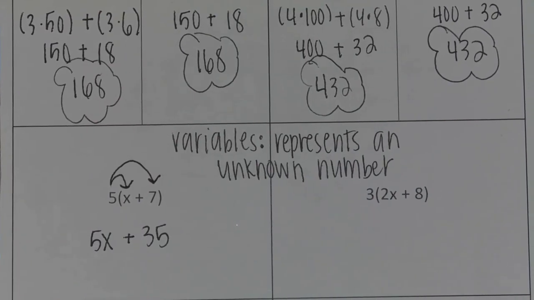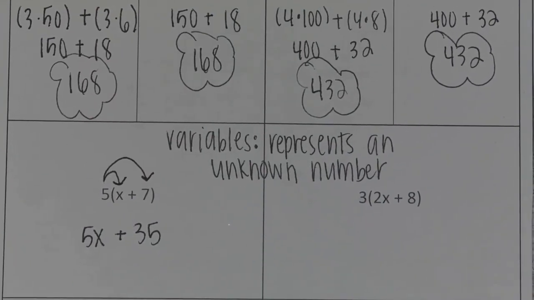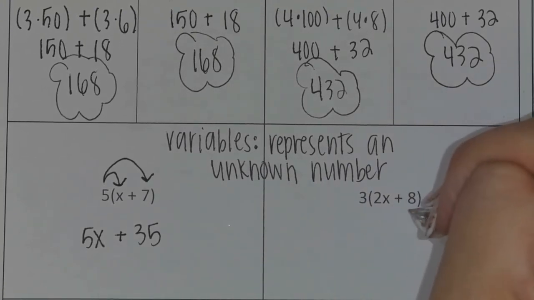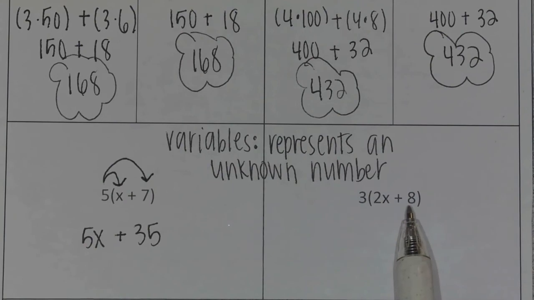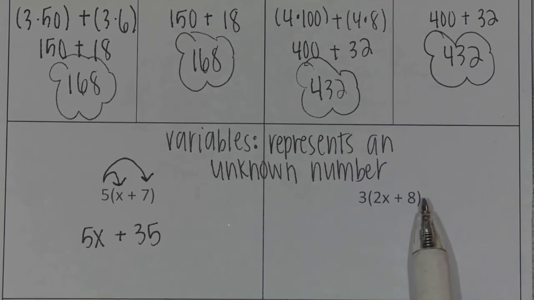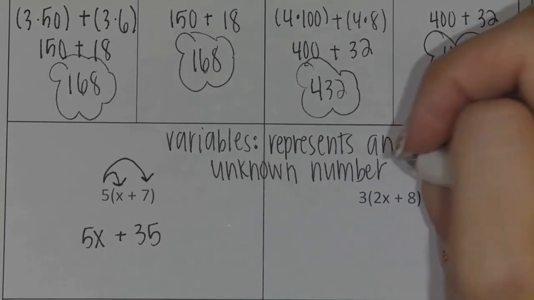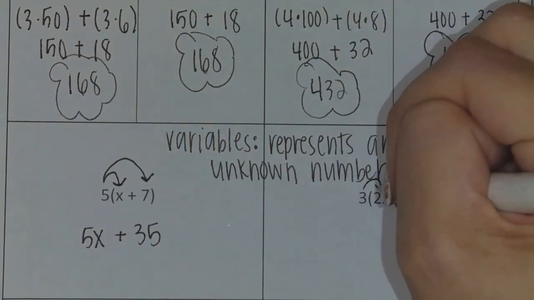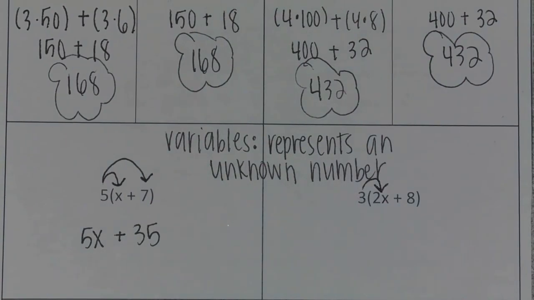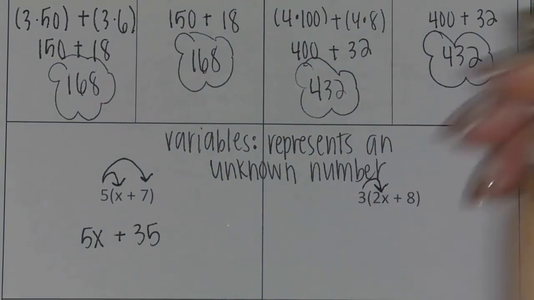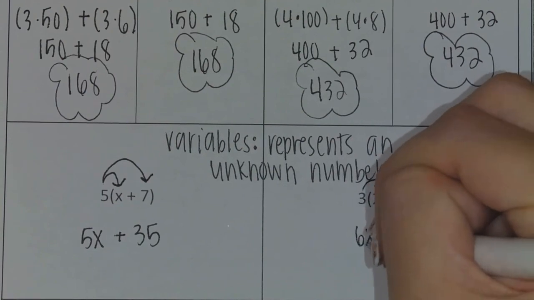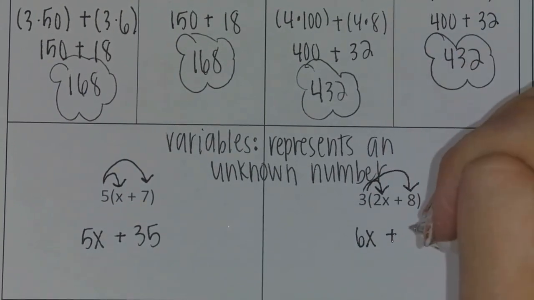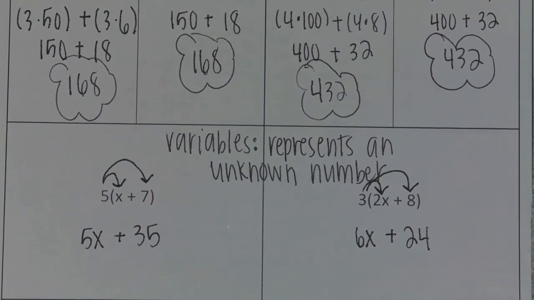Same thing over here on our second example. I have 3 parentheses 2x plus 8. Again, if I were going to try and follow order of operations, I can't add 8 to 2 unknown numbers. I don't know what's happening there. So I have to do the Hippity-Hoppity distributive property. So my first step would be 3 times 2x. So 3 times 2 gives me 6x. Plus, my bunny goes hoppity. I get 3 times 8, which gives me 24.